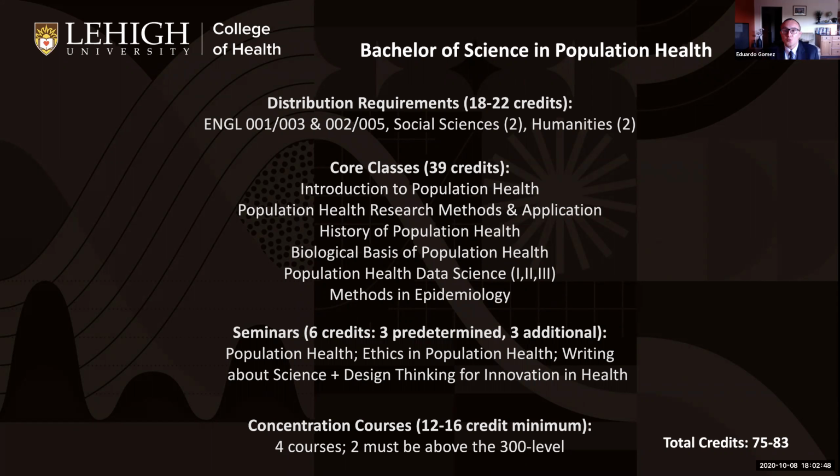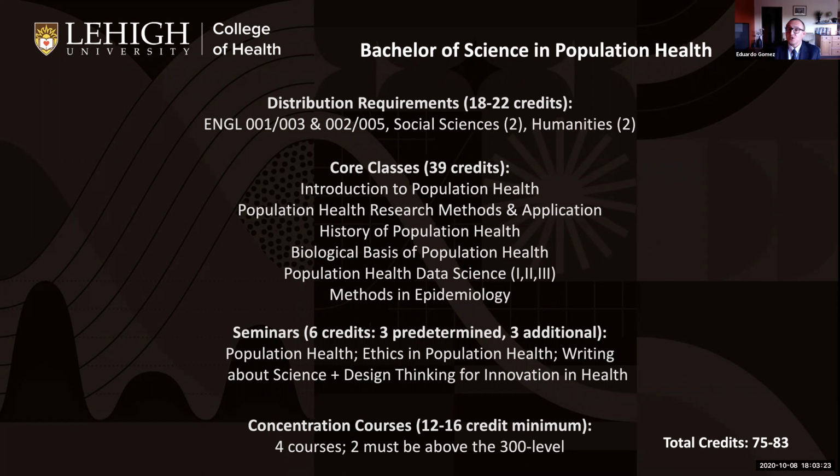Then we have core classes, which are 39 credits. Those include Introduction to Population Health, an introductory course that everyone has to take in our degree program that introduces students to a variety of topics in population health. Learning from cell to society, learning about social determinants of health, all different ways of studying population health. We then have population health research methods and application, which provides you more in-depth methodological background for research and how that applies to the field of population health.